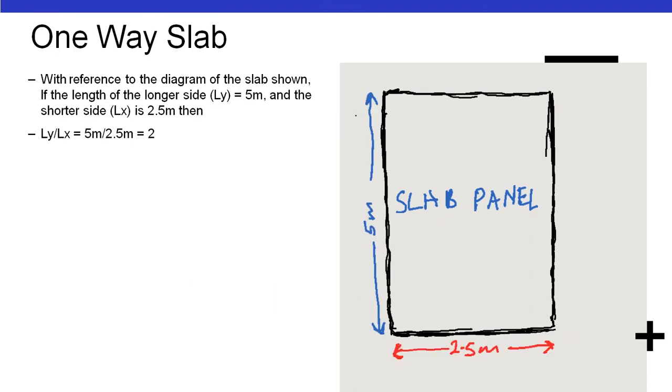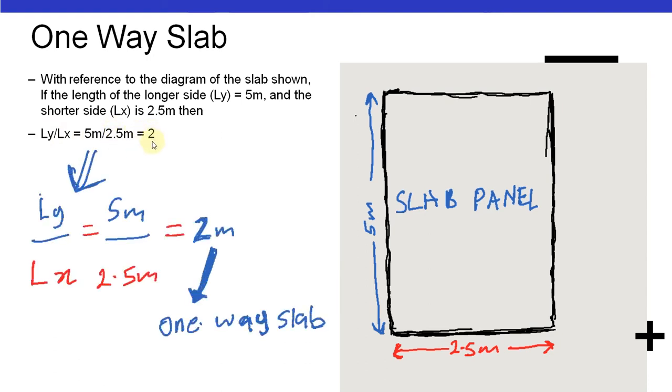With reference to the diagram of the slab panel shown, the length of the longer side Ly is 5 meters and the shorter side Lx is 2.5 meters, then Ly over Lx is equal to 5 meters over 2.5 meters, which is equal to 2. So this shows that this slab is a one-way slab.